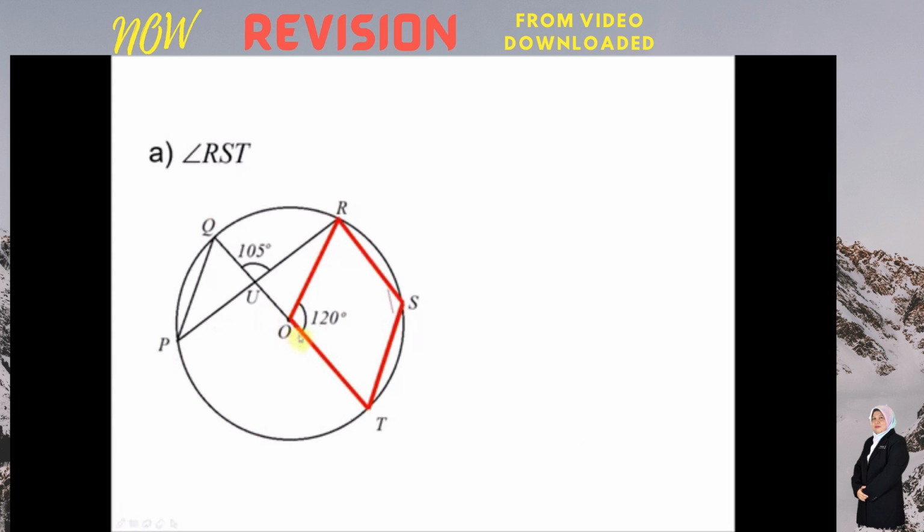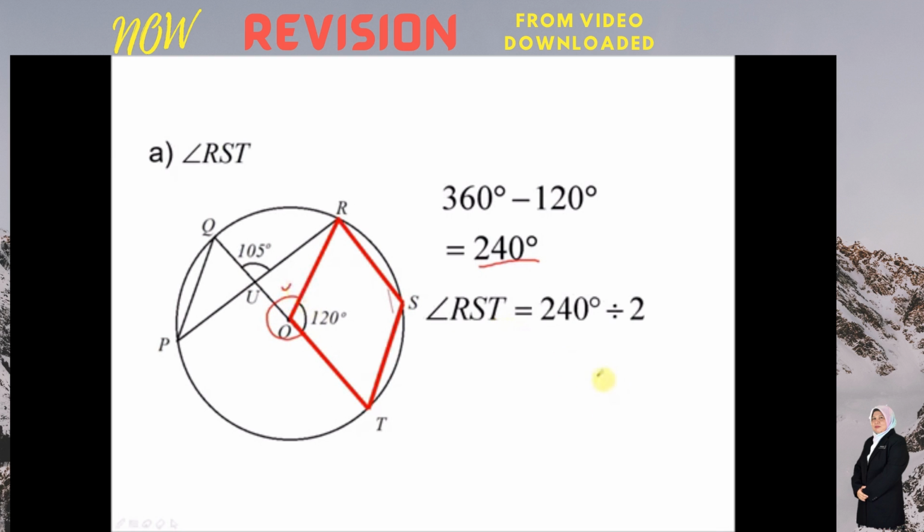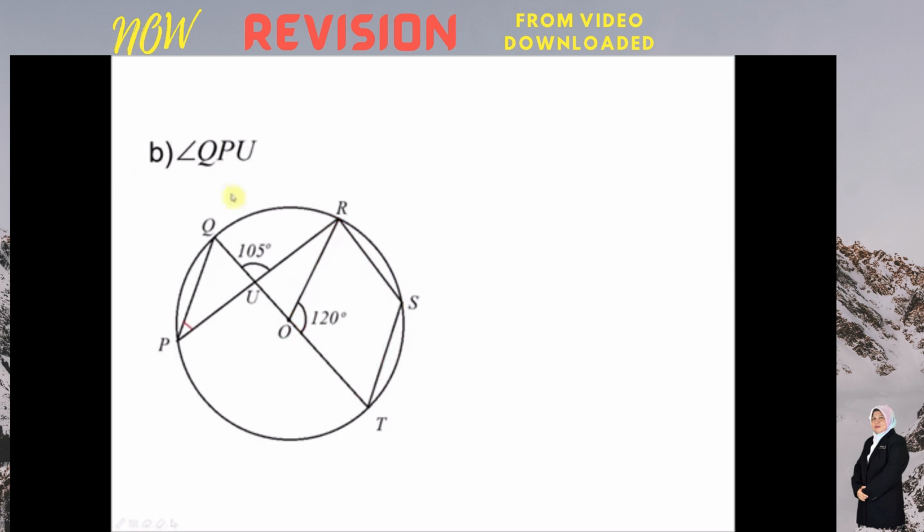Again, this is an angle of one whole turn. So you take 360 minus 120, you get 240, meaning that from here to here is 240. If this is 240, this angle is half of this 240 here. So you take 240 divided by 2, since it is half, and you get 120.